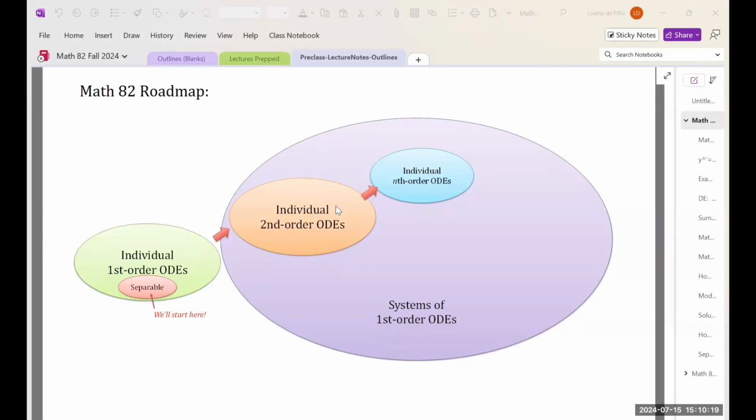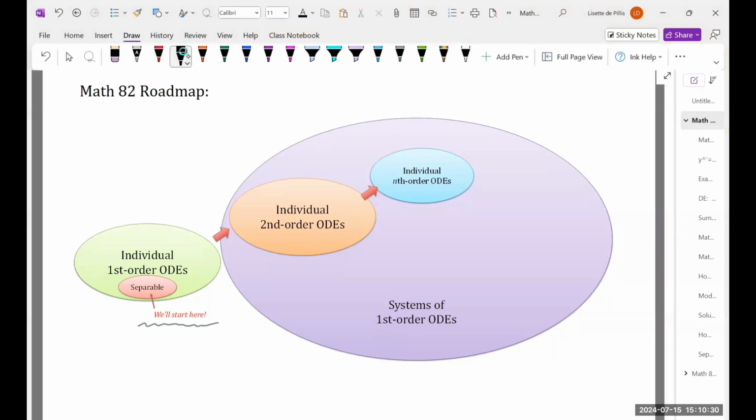Hi, Math 82 students. Today we are going to be talking about separable differential equations. So we are right toward the beginning of class. We are going to start here in this world. And let's get to the first slide.